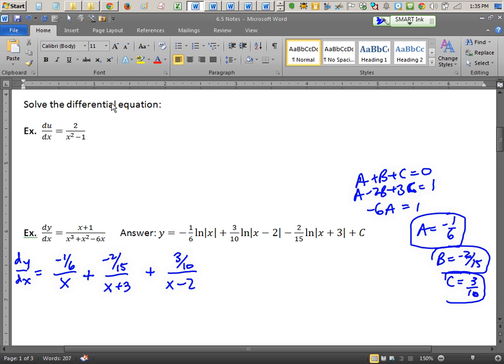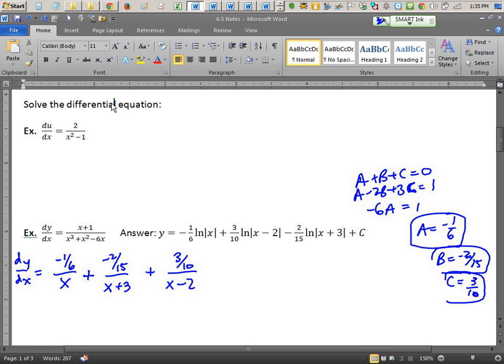The answer is actually right here. When you integrate this little 1 over x, you're going to get just ln x. When you integrate the 1 over x plus 3, you're going to get ln of x plus 3. And when you integrate the 1 over x minus 2 term, you're going to get ln x minus 2. You just integrate one at a time. The tops of those are just your coefficients.